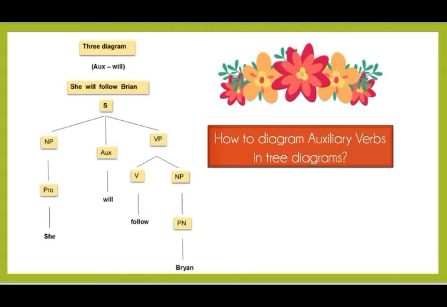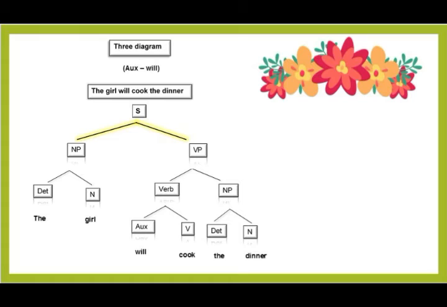Okay, this is how we diagram it. There are two types of sentence diagrams. This is one way to diagram the sentence, where the auxiliary is derived from the sentence and we put it between the noun phrase and verb phrase. So now look at this sentence. This is another way.